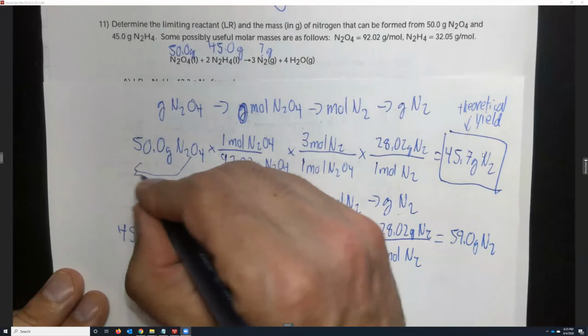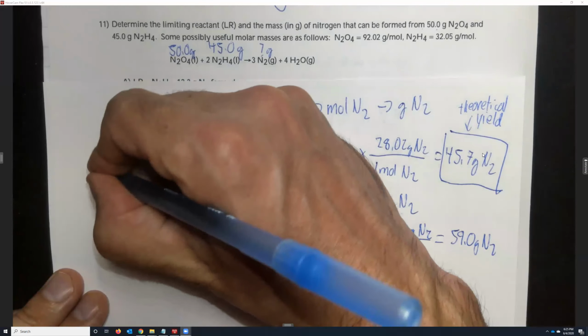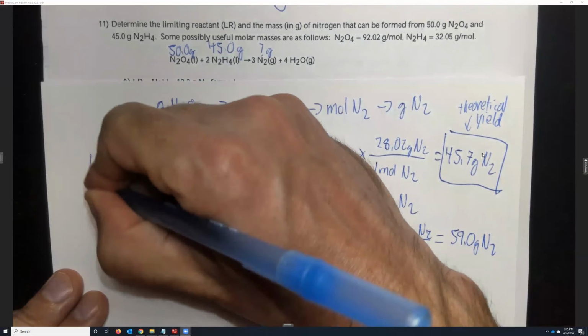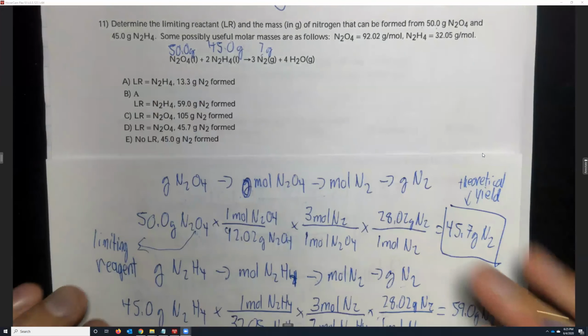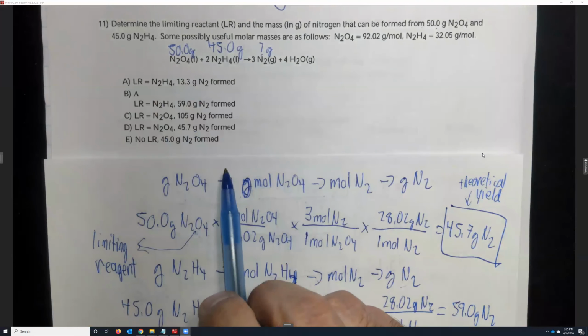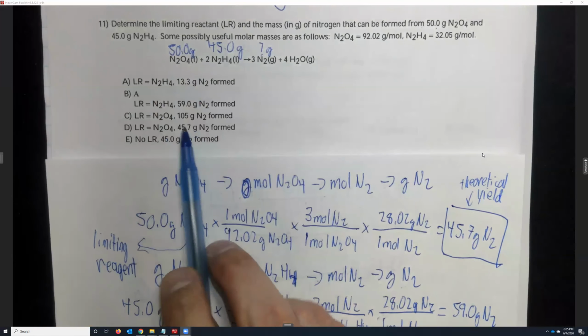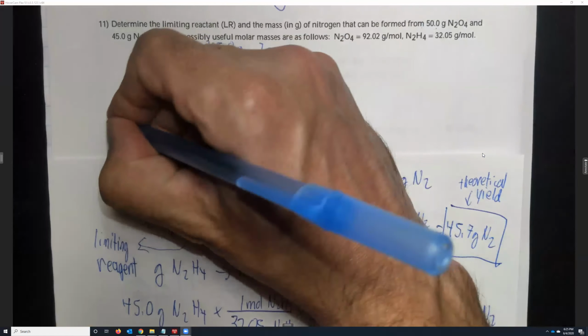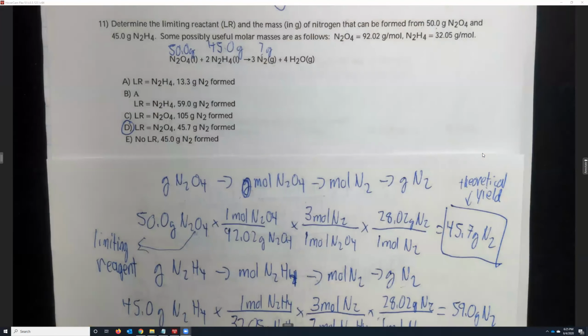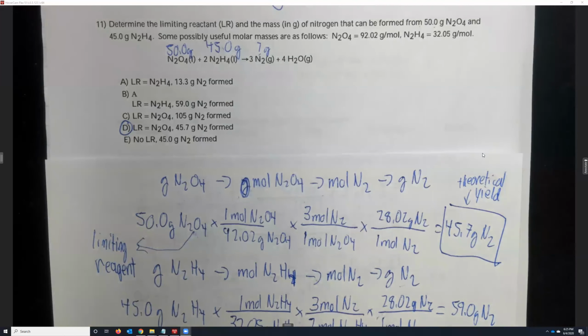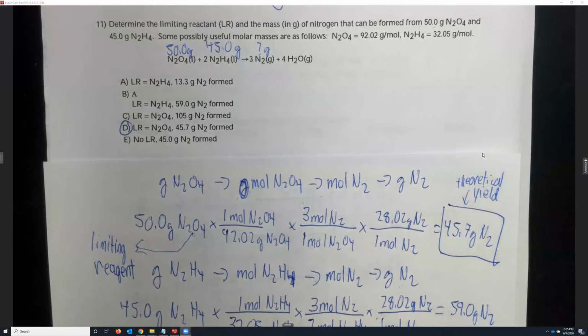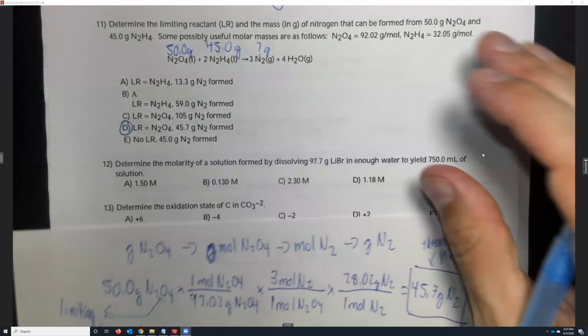N2O4, the chemical, not the 50 grams, is called the limiting reagent. So that gives us both of our answers. So we can find the limiting reagent, which is N2O4, and 45.7 grams of N2 is formed, all right? Because it asks for both in this question. So that's a ton of work, all right? So you have to practice this enough that you can do it relatively quickly. And I understand, if you're not talking your way through it, you can probably do it faster than I can do it as a demonstration, okay?